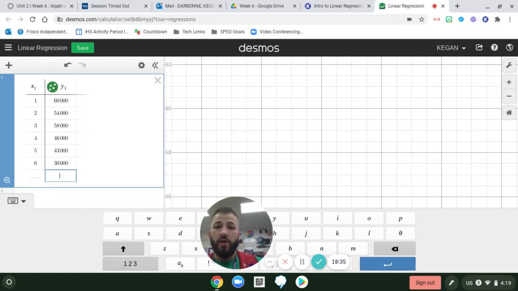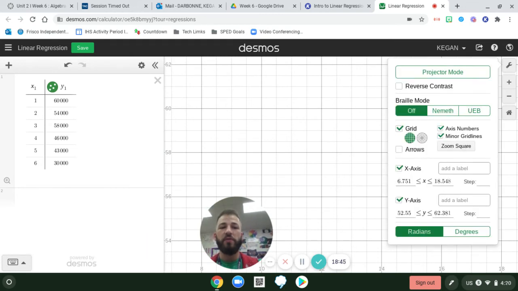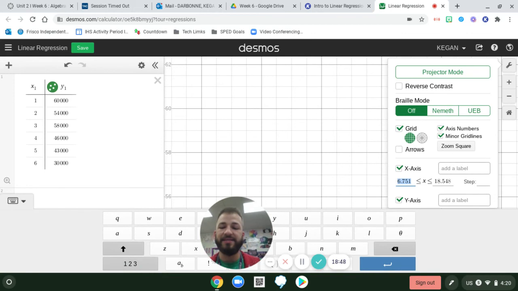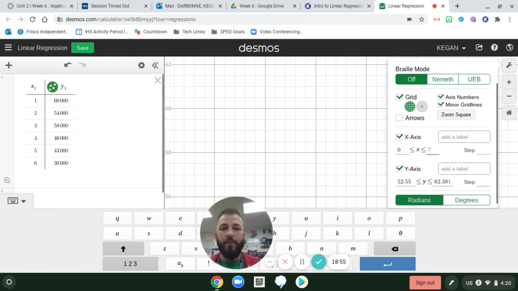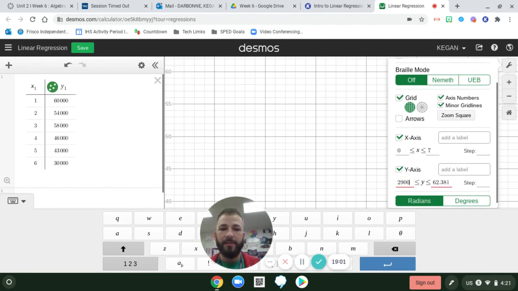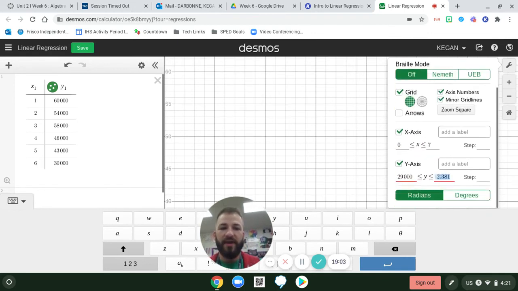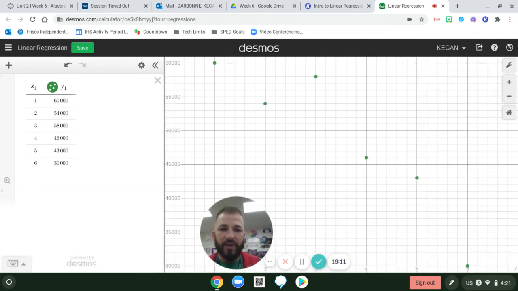Okay, so my x and y values are super off again now. So my x values go from 1 to 6. Okay, so we want to adjust our graph again. So I'm hitting the little wrench over here on the right. I'm going to change my x-axis to be, let's do 0 to 7, so I can make sure I get all of it. And I'm going to change my y-axis. My lowest y value is 30, so we'll do like 29,000. And my highest y value is 60, so we'll do 61,000. There we go. Now we can see all my points.